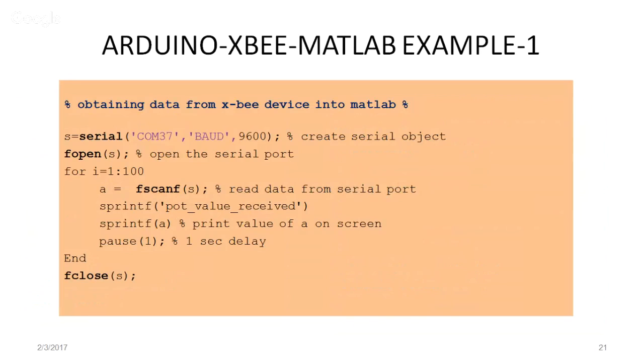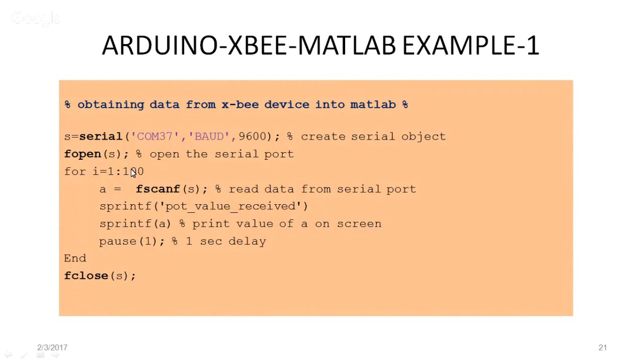Okay. On the receiving side, that means in your MATLAB environment, you will write a simple code like S is equal to serial COM37 board 9600. This program will be written in your MATLAB environment and you will run it. It's a simple program. We have used the serial command to make a serial object. We have used fopen for opening this, and we have done I is equal to for this time frame.